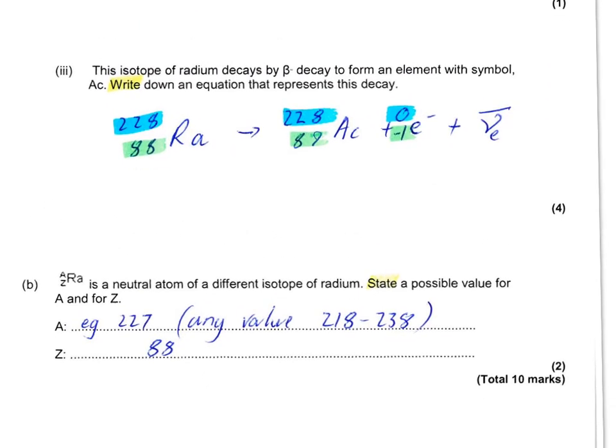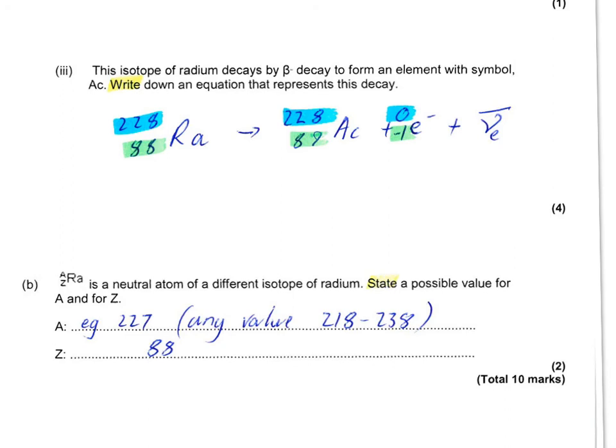Finally, A Z Ra is a neutral atom of a different isotope of radium, and we're asked to state a possible value for A and Z. Z is always easy. It's the same element, it's radium again, so it must be the same proton number. It's the proton number that makes it the same element.